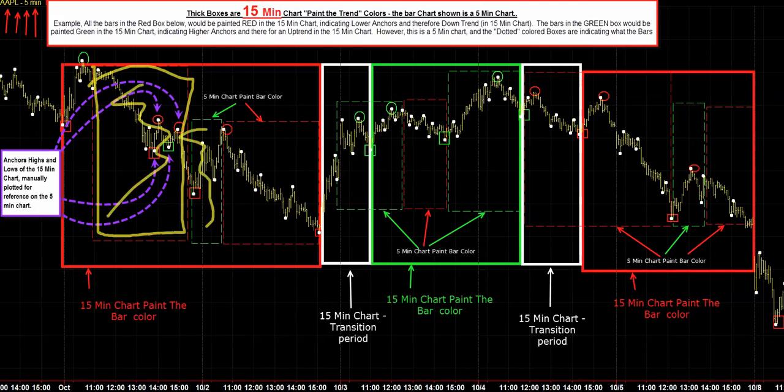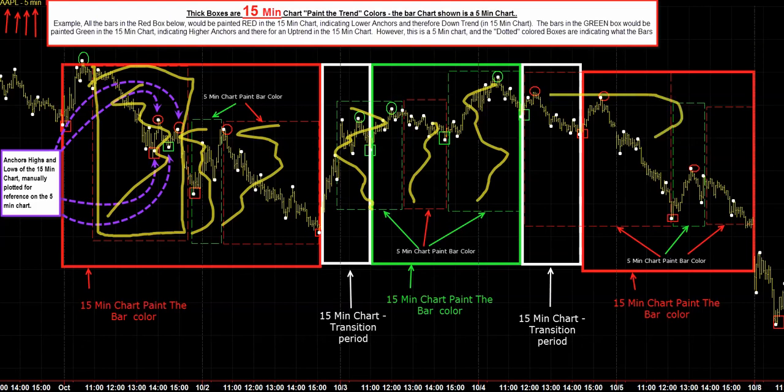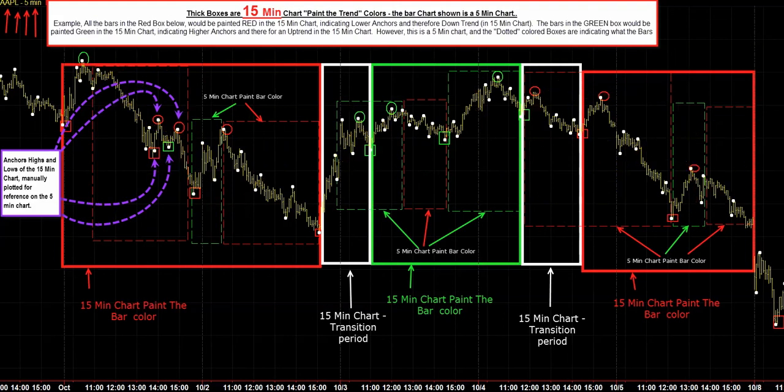This would be green. This would be red. This would be green. This would be red. This would be green, and all this would be red. This would be green. There are little bits here. And this would be red. Again, these are drawn on lower lows. There they are, lower highs and lower lows for the downward trend in the 5-minute chart.